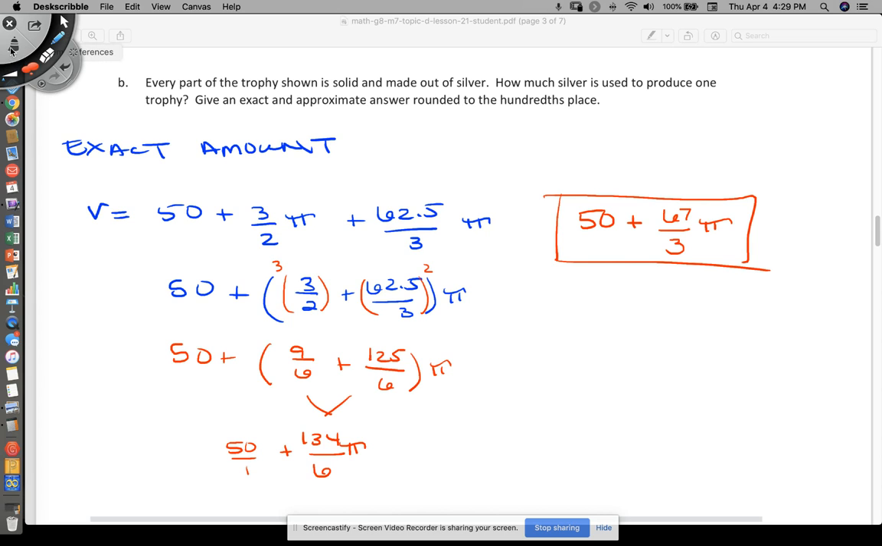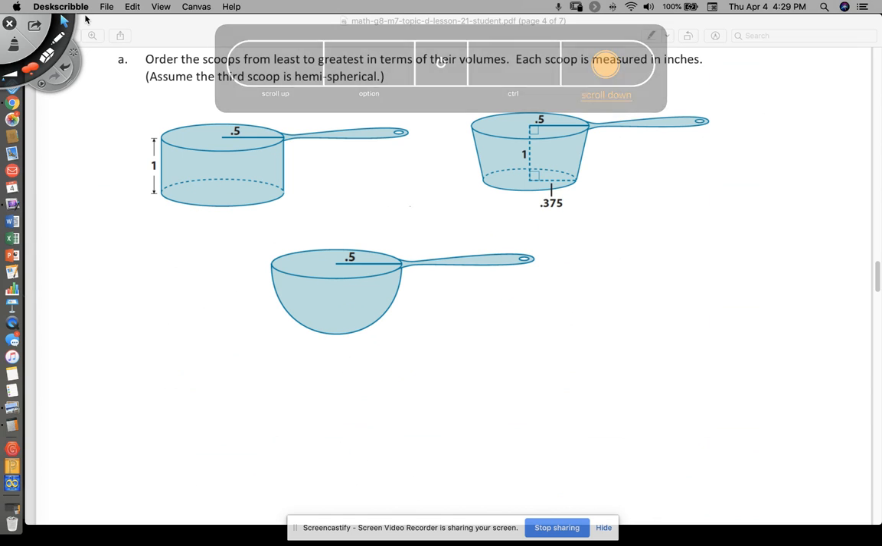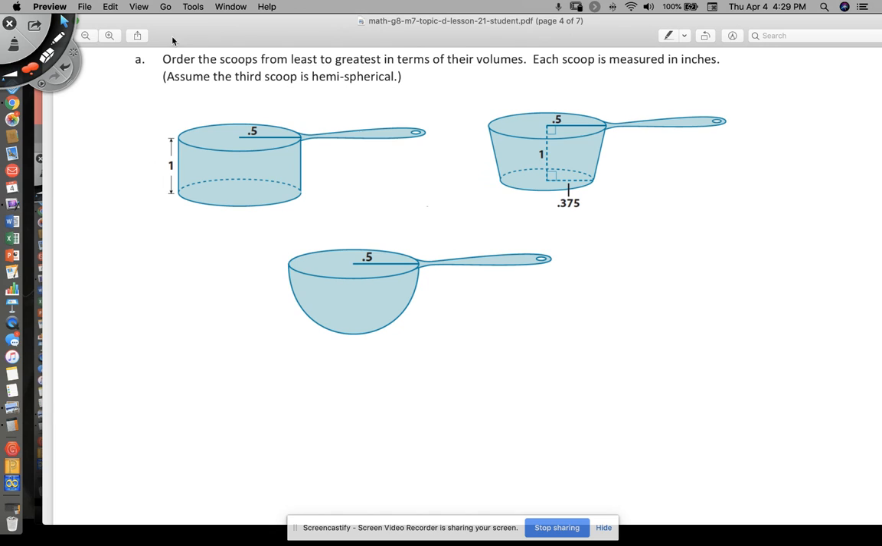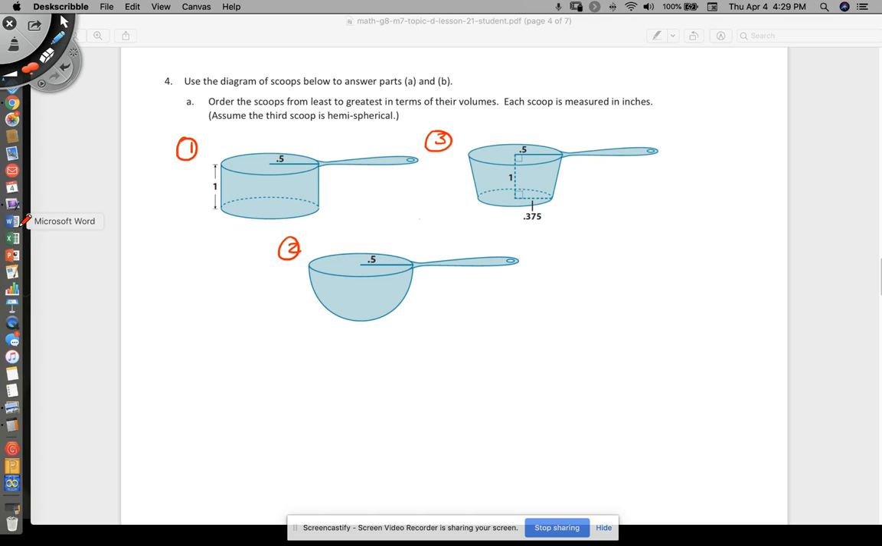All right, let's go on to number 4. Now number 4, we have 3 different sizes here of some scoops. I'm going to go ahead and bring this down so I have a little bit more room to write. We're going to go ahead and label these scoops. We're going to fill these up with something, ice cream, whatever you want to think of. So this is going to be scoop 1, this will be scoop 2, and this will be scoop 3. All right, so I'm going to start you guys off, and then you're going to find all the answers. Now at the end, they want you to put them in order from least to greatest.